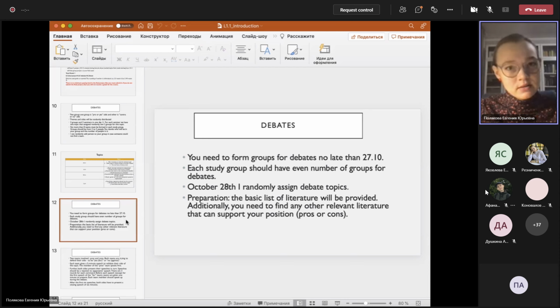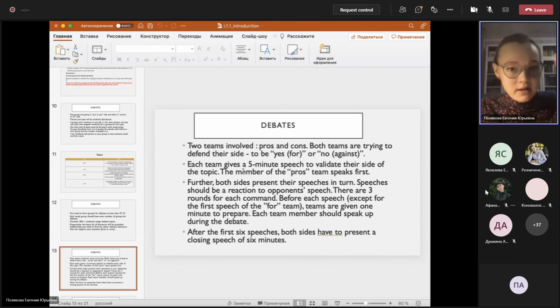Okay, I hope the dates are clear. Then debates again. Two teams are involved. One is the pro position, one is the cons position, like yes or no side. Then, the basic scenario of the debates: first, each team gives a 5-minute speech to validate their side of the topic. So the members of the pro team speak first. First speak the people who are for this position.